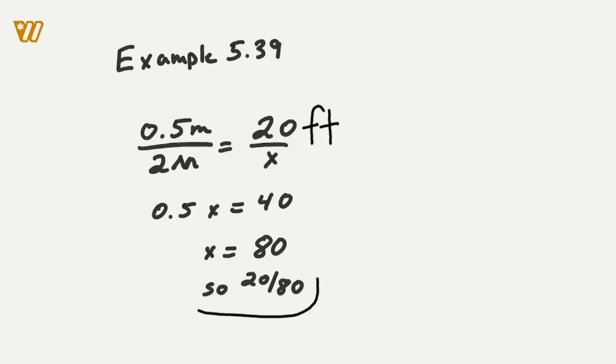Where I've seen students mess this up on quiz questions is that they reverse these two. They put the letter size on the bottom, so they do 2M over 0.5 meters equals 20 over X, and that will give them a wrong answer. So just remember that it's always test distance over letter size.